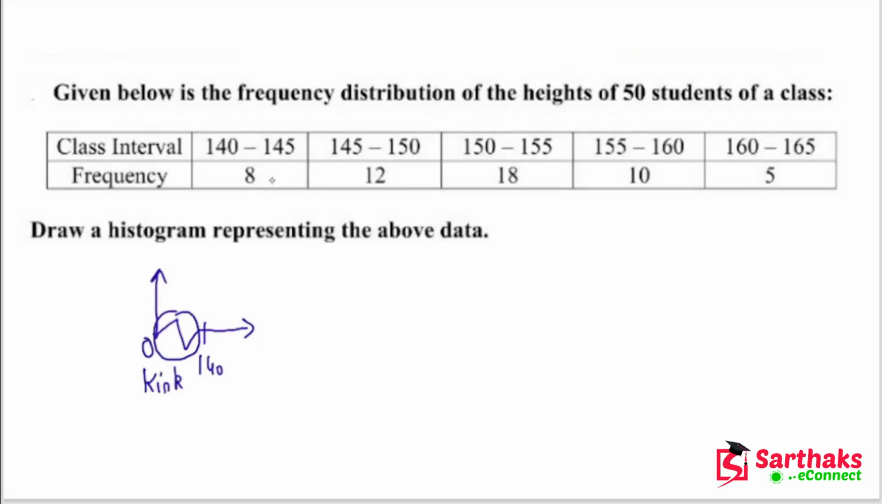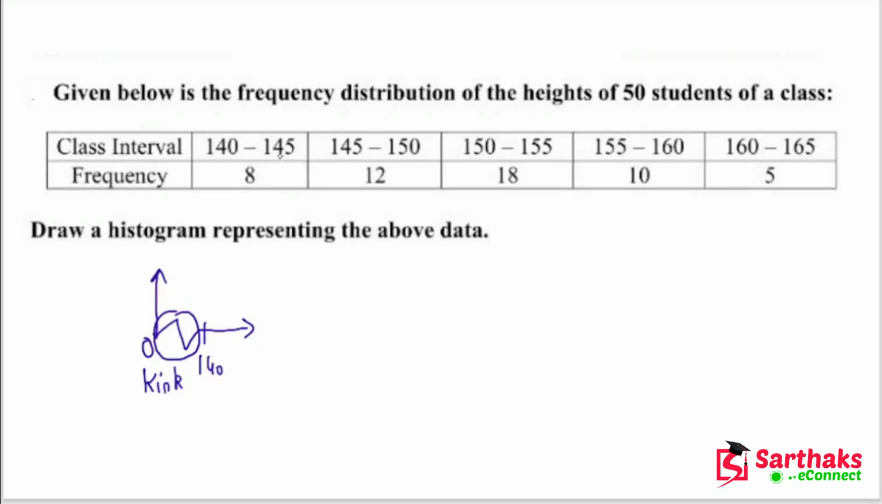The first thing you have to note is whether your data is starting from 0 or something else. If it's starting from 140, this kink will represent the data from 0 to 140, because we have no frequency about it. It is a frequency distribution of heights of 50 students, so the sum of frequencies should be 50. Now we have to draw a histogram.